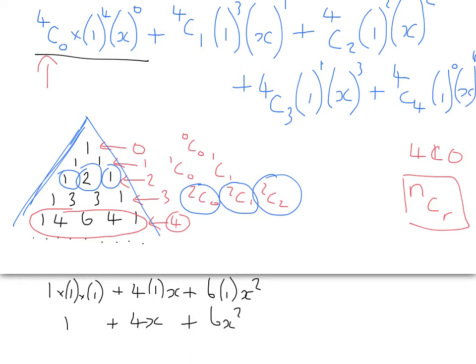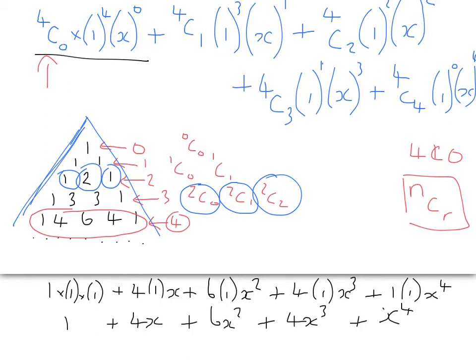Then the next term is 4C3, which on my calculator is 4. Looking on Pascal's triangle again, we can see it's 4 here. So we've got 4 multiplied by 1 to the power of 1, which is just 1, multiplied by x cubed. So plus 4x cubed. And the very last term, I can see that I've got 4C4, which is 1, multiplied by 1 to the power of 0, 1, multiplied by x to the 4, so my final value is x to the power of 4.